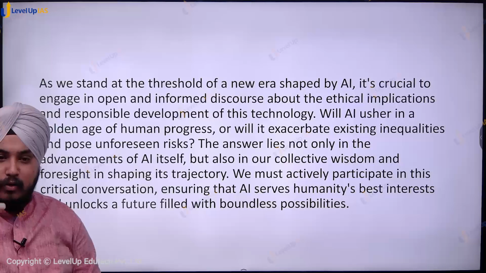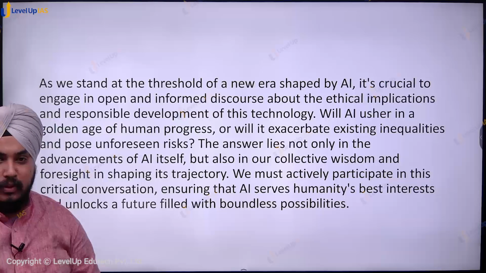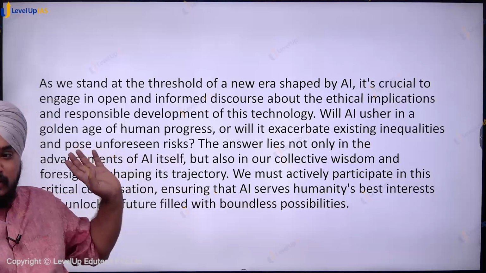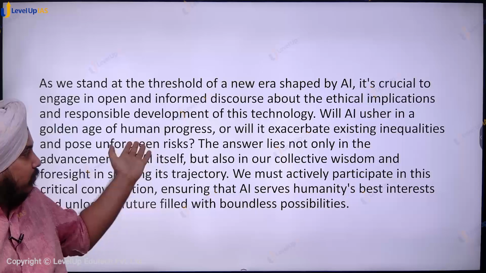So, you are trying to bring a sense of closure. Whatever the ethical aspects are, you also have to keep in mind that joblessness should not come. Remember that essay, joblessness, also fruitless growth.